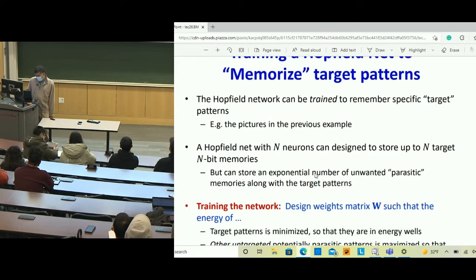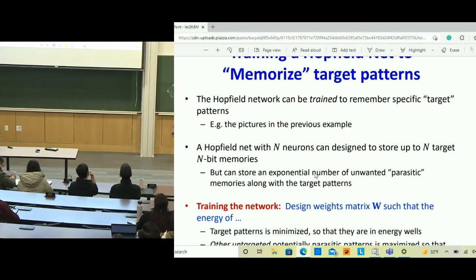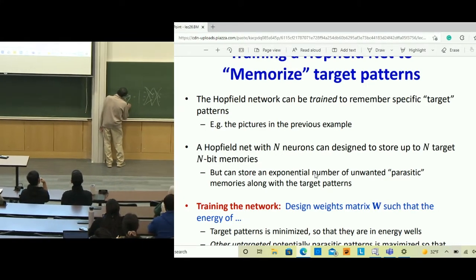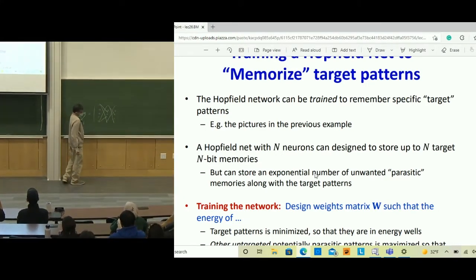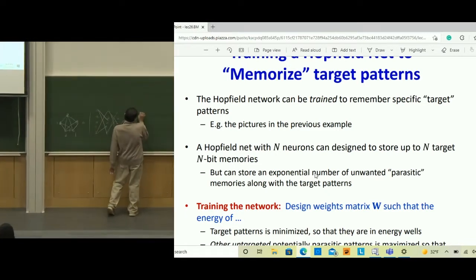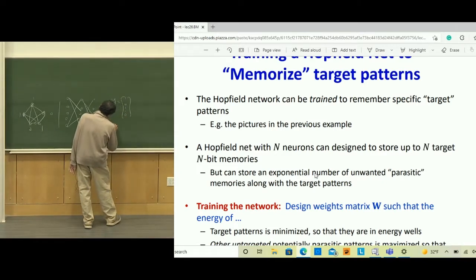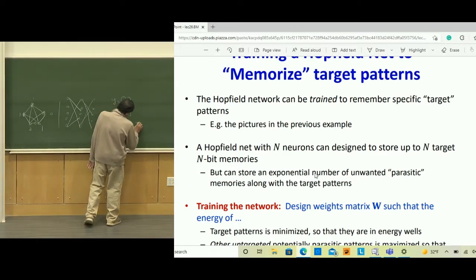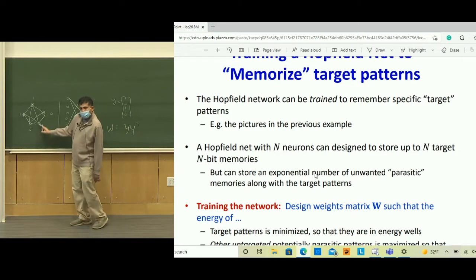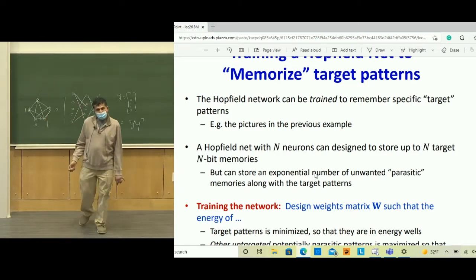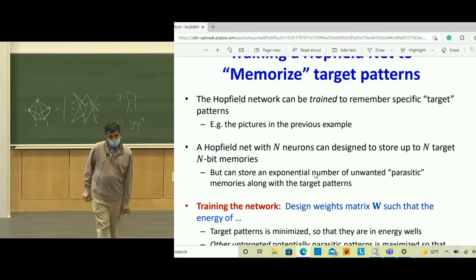So we also saw that the Hopfield network can be trained to remember specific target patterns, like the pictures in the previous example. And the way we did it was that if you had some pattern, so let's say you wanted some pattern 1, 0, 0, 1, 1, 0, 1 to be remembered, this was a pattern Y. And so you would say W equals Y, Y transpose, which meant that every edge is going to get a connection weight which is equal to the product of the bits.